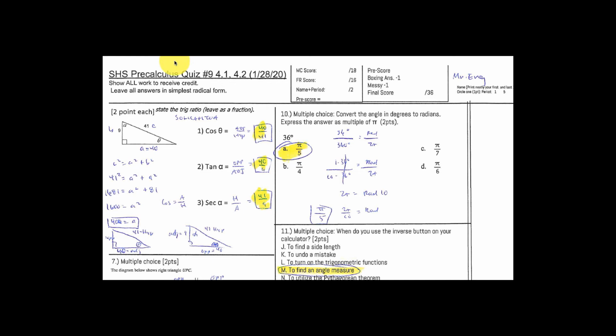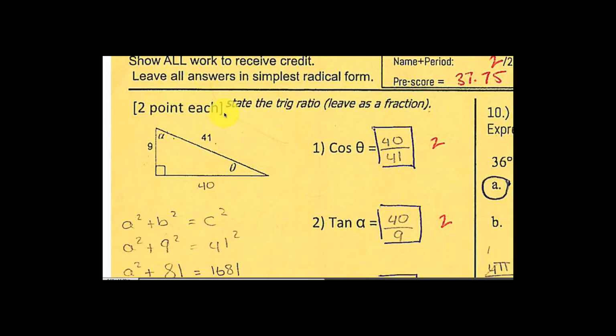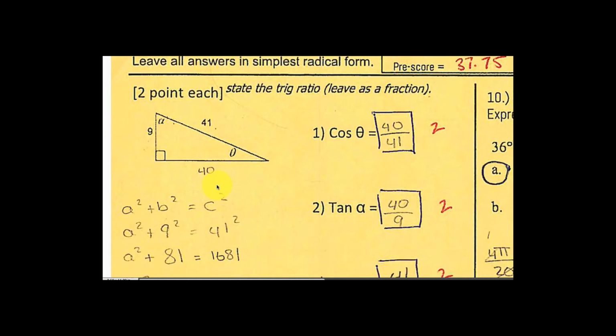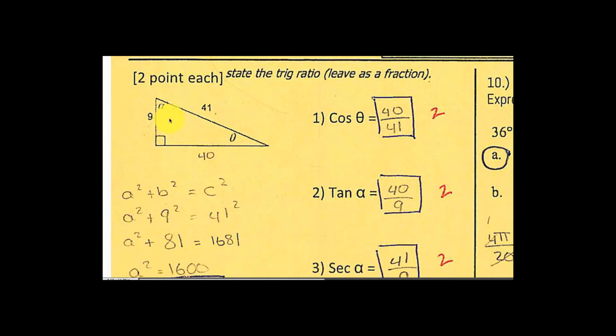All right, these are the quiz corrections for pre-calc quiz number 9, 4.1, 4.2, not using SOHCAHTOA. State the trig ratio. I gave you a right triangle with sides 9 and 41 and was missing the third side. The students found the third side by using the Pythagorean theorem. Across the right angle is your C value, which is 41, and then your two legs are 9 and the unknown, which they called A.